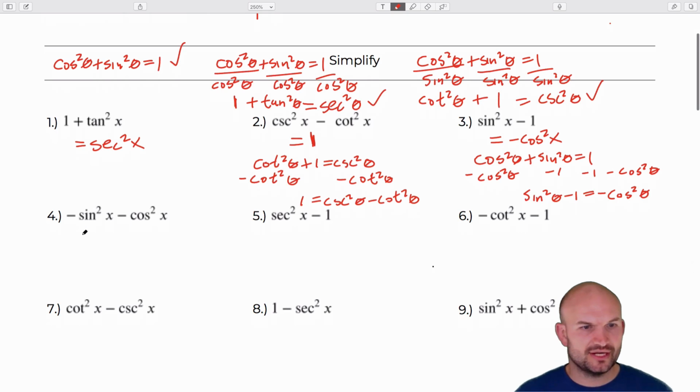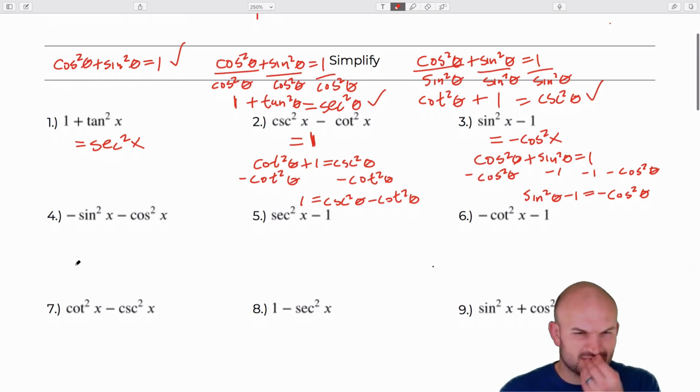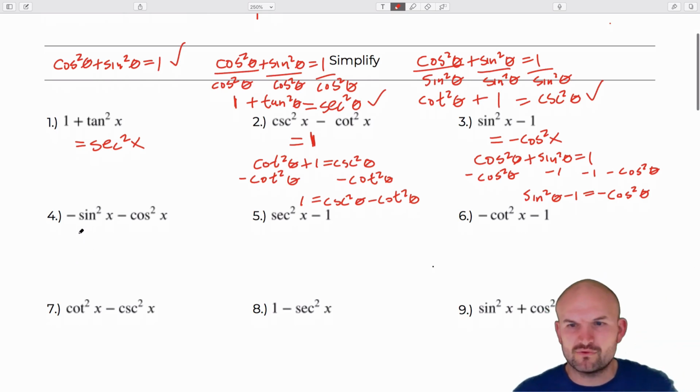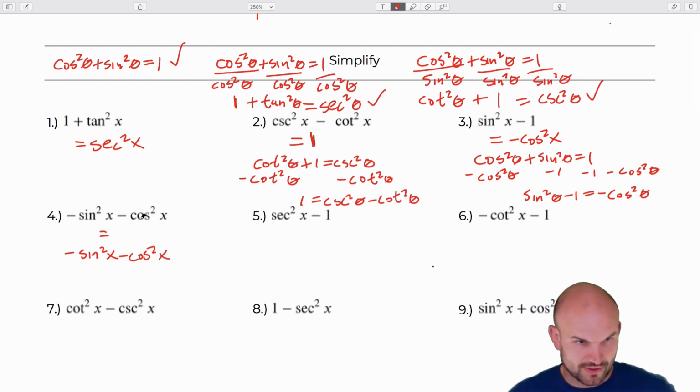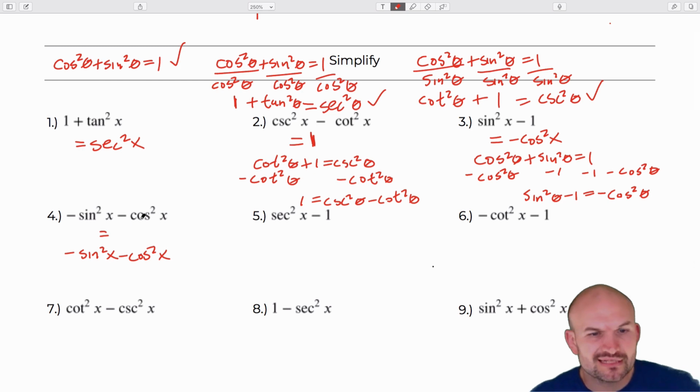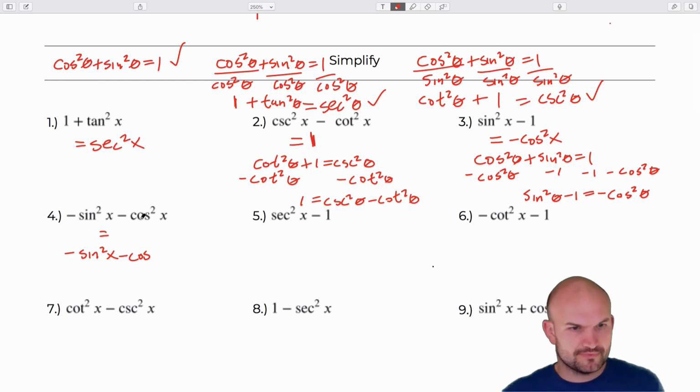For the next example, since we already did one, let's work on this one because this would be the same here, negative sine and negative. Actually, you know what? I'm going to do this one a little bit differently. So if I have negative sine squared of x minus cosine squared of x. Okay, well, actually, hold on. Yeah, let's do this.